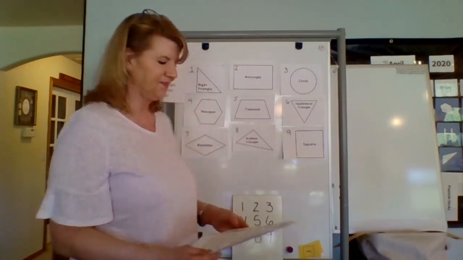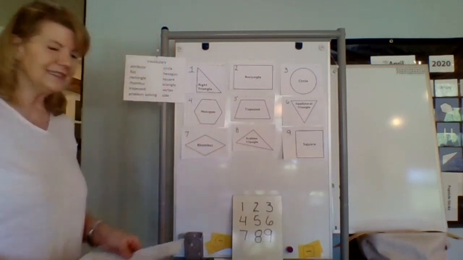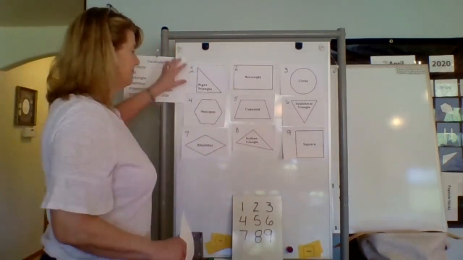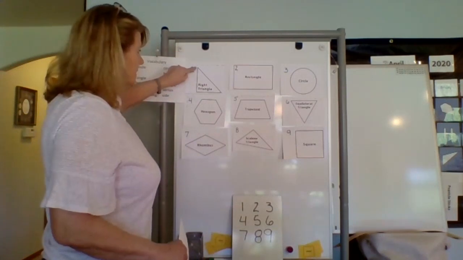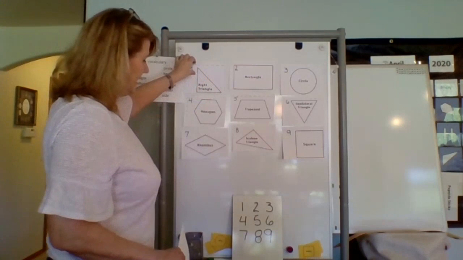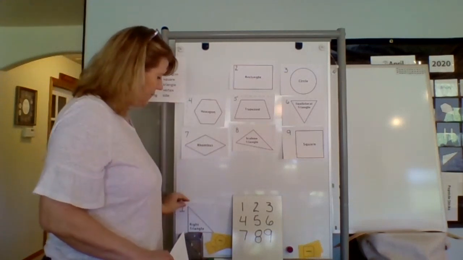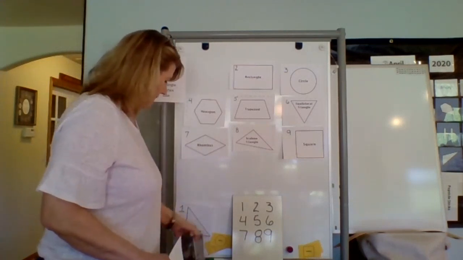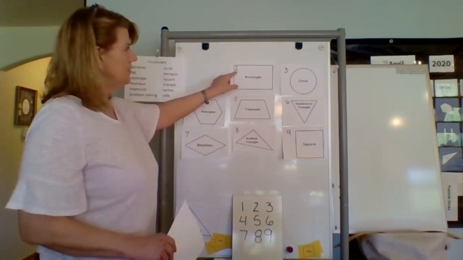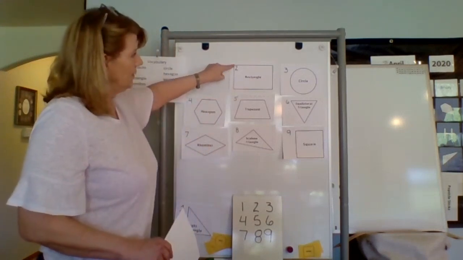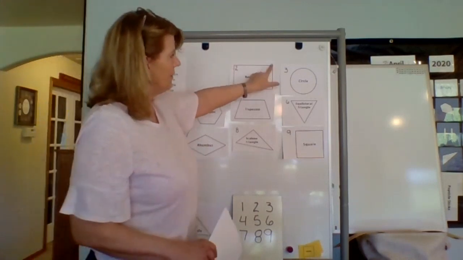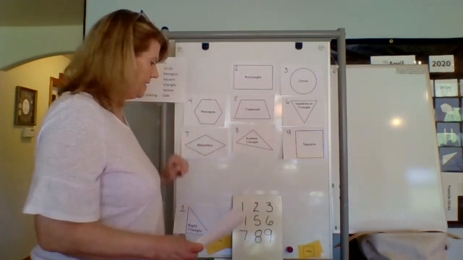Let's go. My shape has exactly 4 vertices. Number 1, does number 1 have 4 vertices? 1, 2, 3. It has 3, so I'm going to put it down below. Number 2, the rectangle. How many vertices does it have? 1, 2, 3, 4. Oh, I get to leave it.